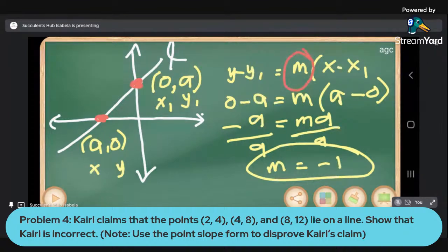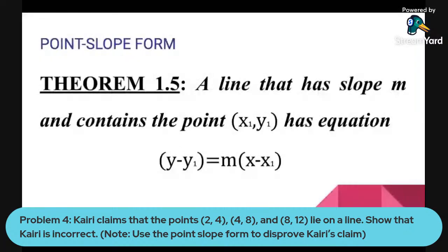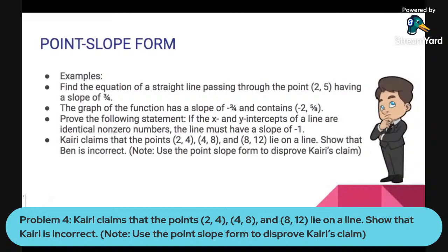All right, so that's it for our point slope form. Okay, let's try a different screen. Ayan. So, point slope form, yung pinag-usapan natin kanina. So, these are the problems na pinakita ko dun kanina. Ano? So, we have 2, 4 problems.